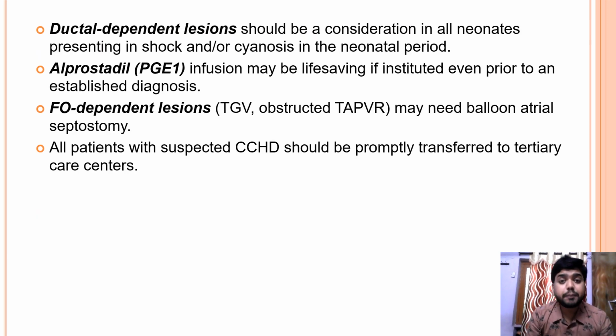Then, a duct-dependent lesion should always be considered in all neonates presenting in shock or cyanosis in the neonatal period. Exactly like what we said, it can be cyanosis, duct-dependent pulmonary circulation, or it can be shock, duct-dependent systemic circulation. But always keep in mind, don't just go with sepsis or RDS, respiratory distress. Always think that it can be cardiac also. That is where a duct-dependent lesion should be thought of.